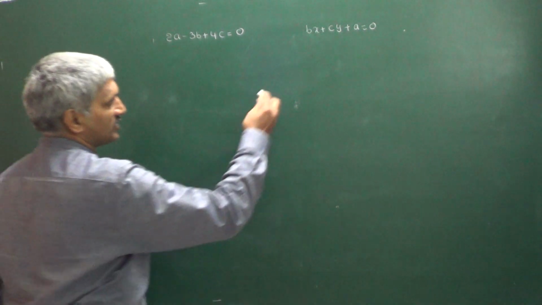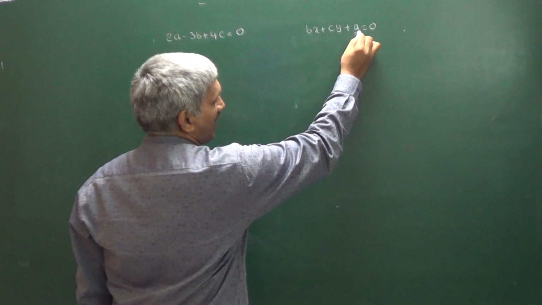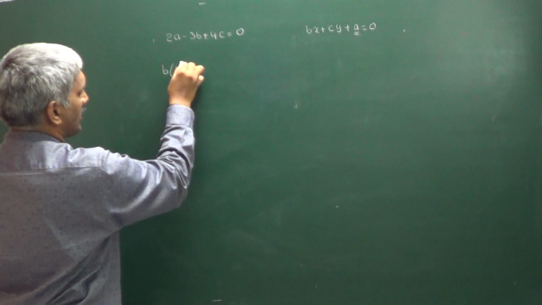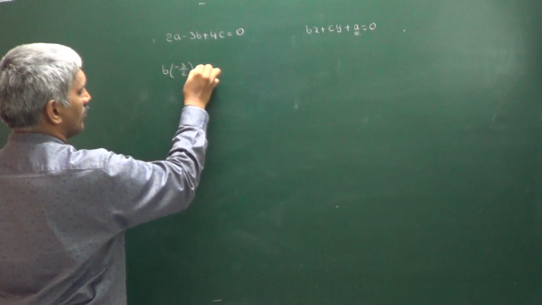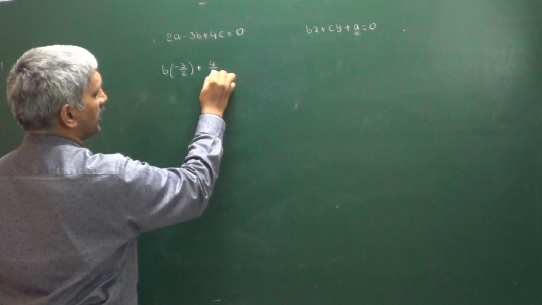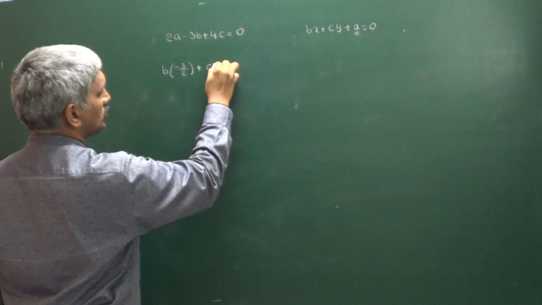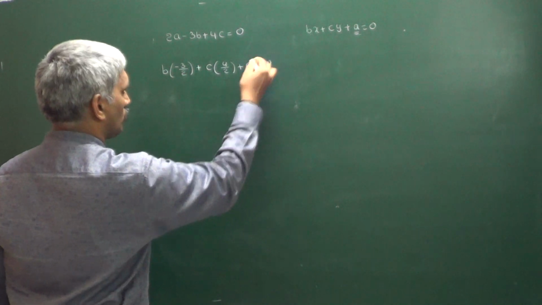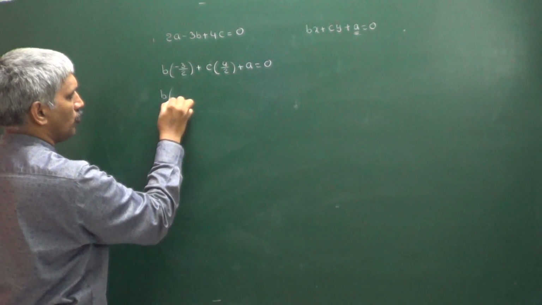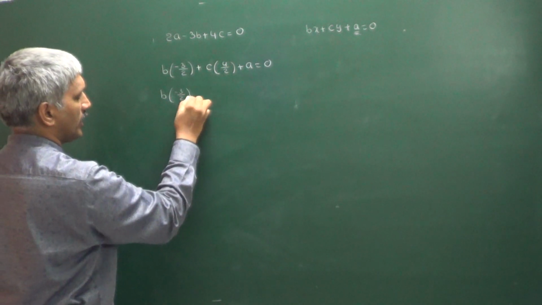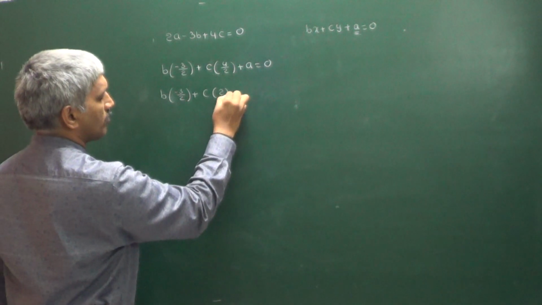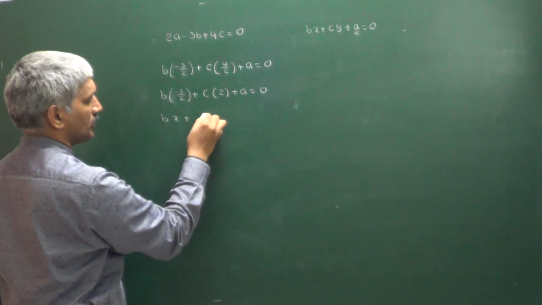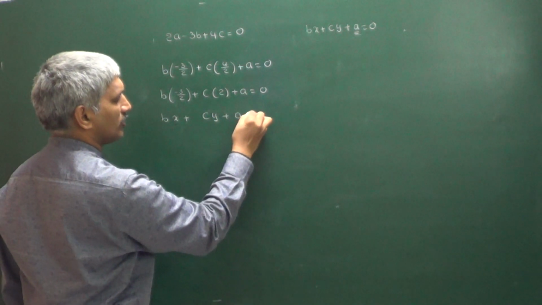Observe here what I am doing. That's why I can write this one as B into minus 3 by 2 plus C into 4 by 2 plus A is equal to 0. Now B into minus 3 by 2 plus C into 2 plus A is equal to 0. Now BX plus CY plus A is equal to 0.